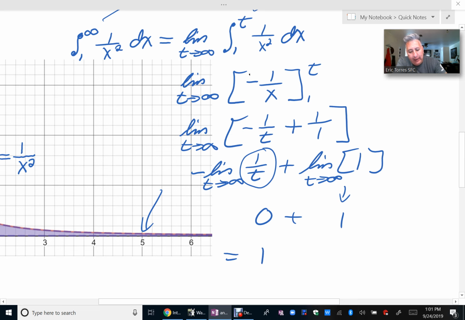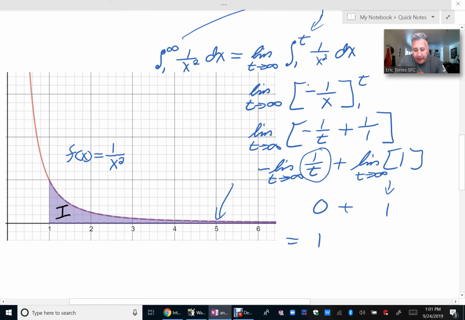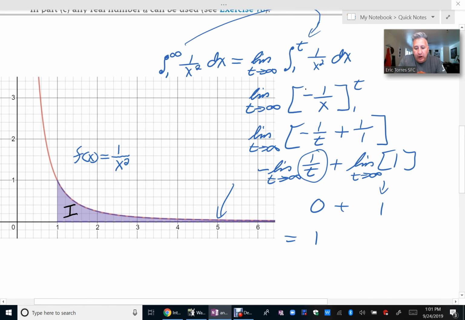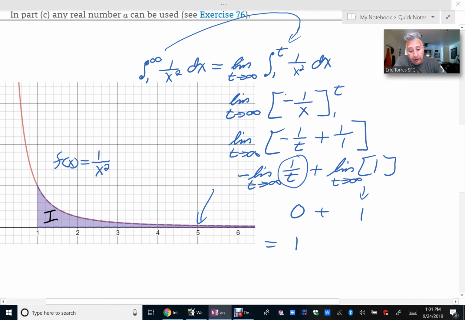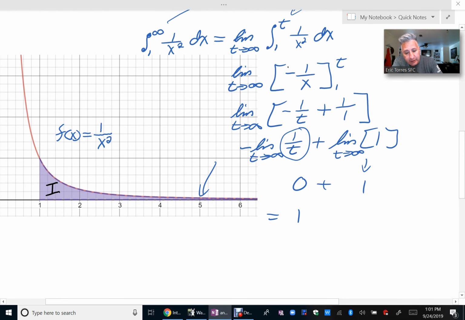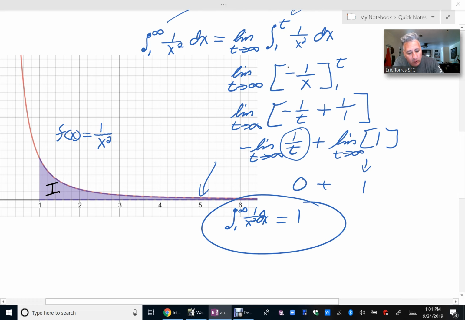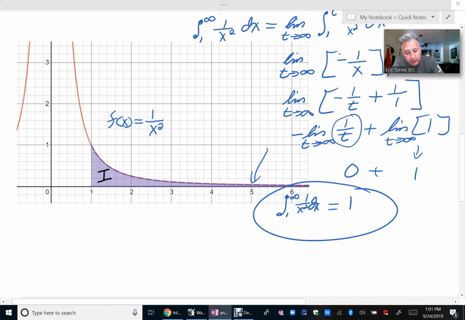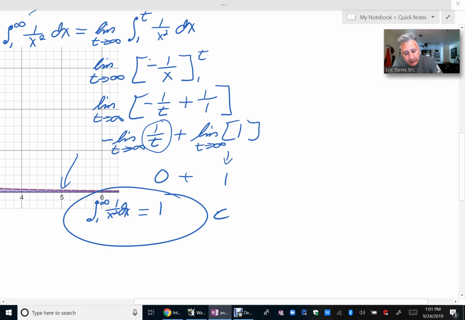So I was able to calculate the area under this curve, 1 over x squared, from 1 to forever to the right. Forever, unbounded. And I got a fixed value. And so I'm going to write that as my final answer. So from 1 to infinity of 1 over x squared dx, final answer is 1. This is called convergent.